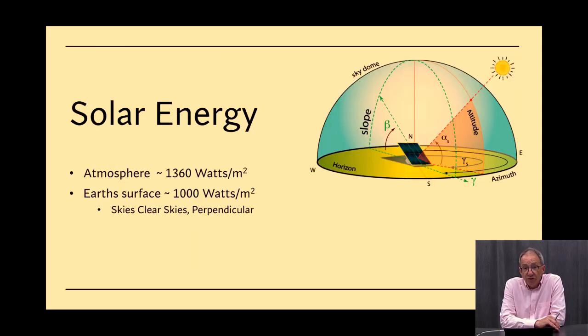Getting back to our solar energy and how we use it, the sun emits lots of energy. By the time it gets to the Earth's atmosphere, it is about 1,360 watts per square meter. That's the energy density of the sun's energy hitting the atmosphere. Once it goes through the atmosphere, we're down to about 1,000 watts per square meter on average, when skies are clear and the sun is perpendicular to the Earth. So we'll often talk about that 1,000 watts per square meter.